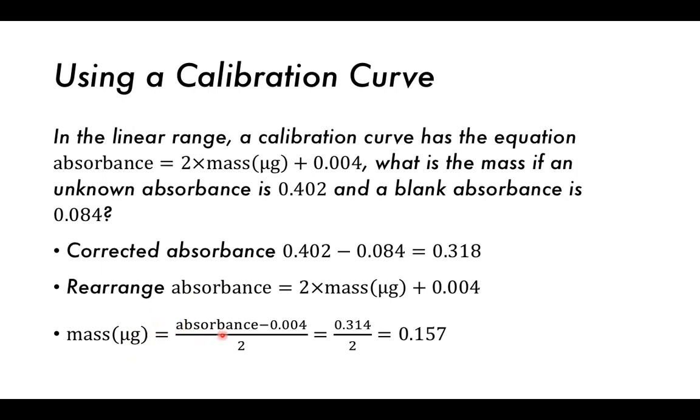So that's going to be equal to absorbance minus this C value divided by the gradient, which is going to be equal to 0.314 divided by 2, which will be equal to 0.157 micrograms for our unknown sample. So in our unknown sample, we have a mass of 0.157 micrograms. So that's how we would use a calibration curve to find an unknown value.